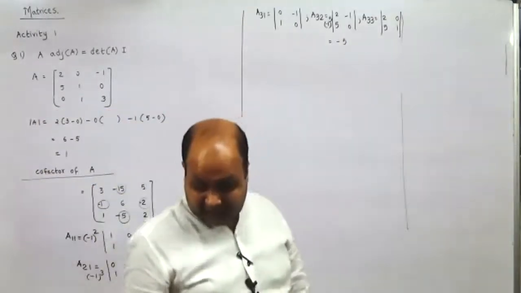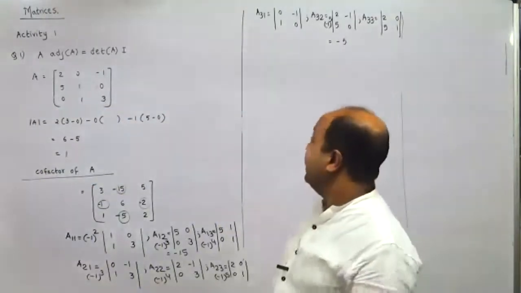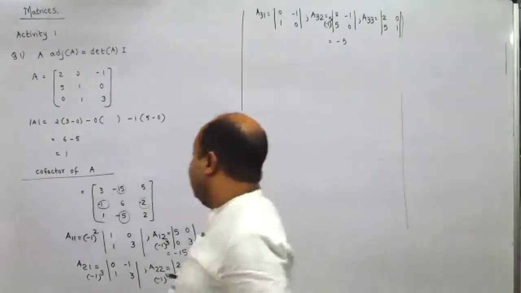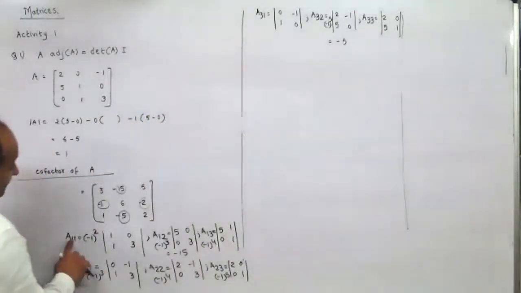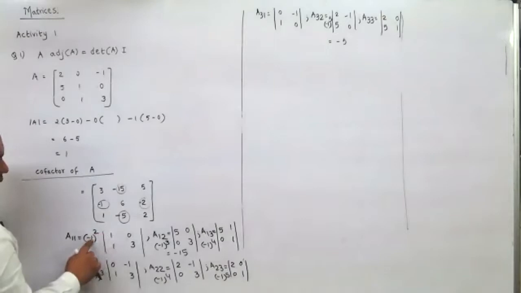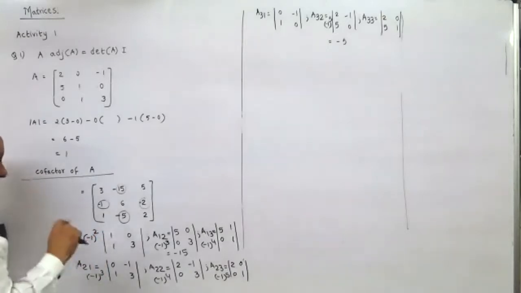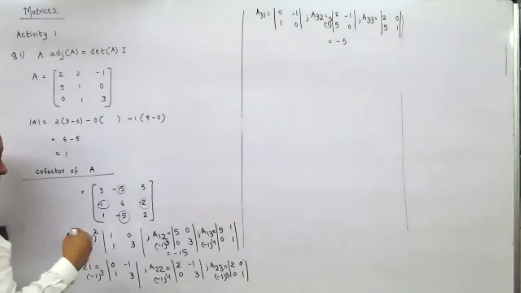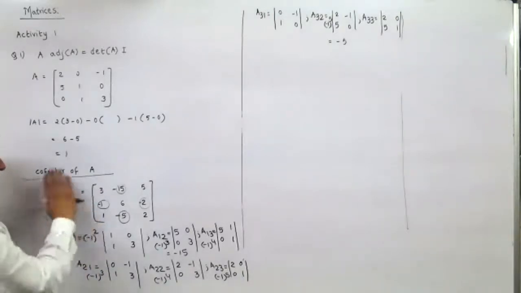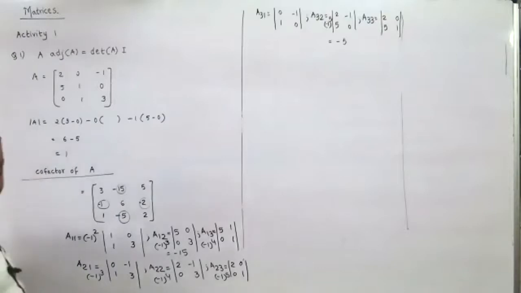Sir, yes, see, if M11 and M12 is asked, then without that minus 1 raised to M11, M12 means you don't have to write this particular part. They have actually removed that minor part and directly asked for cofactor.